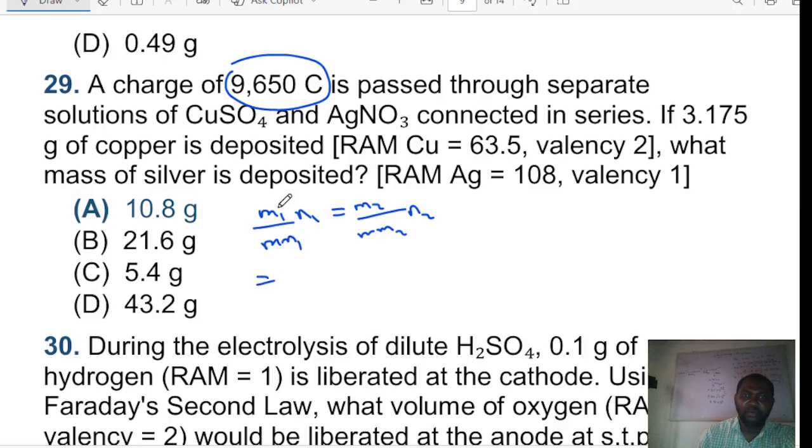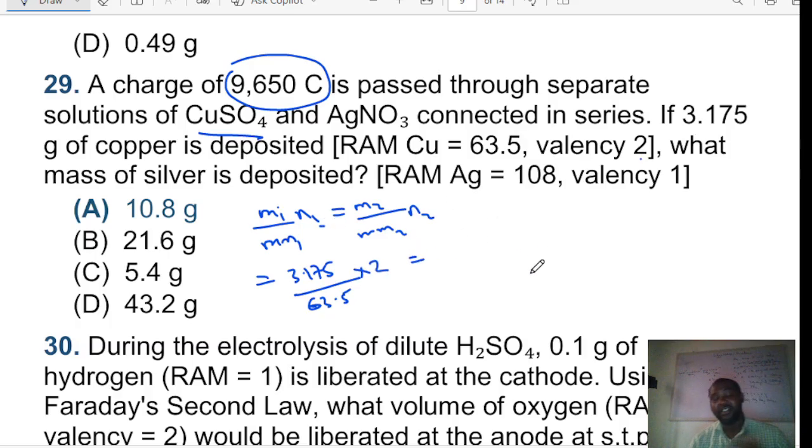M1 is the initial mass, which for this one is 3.175 grams. M1 represents copper. Then the molar mass of copper here is 63.5, times the number of electrons, the valency, which is 2 here. Though don't expect your exams to give you that. You should know that the valency of copper is 2. Then here the mass of silver is what we are looking for. The molar mass of silver is 108, times the valency of silver, which is 1. Of course, silver is plus 1. So we can find M2 here.